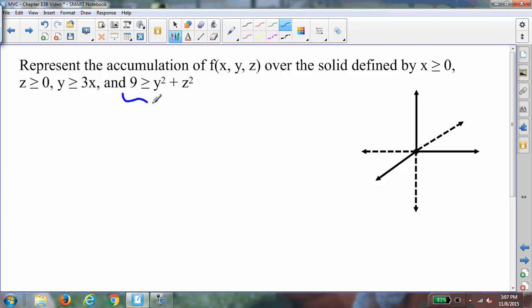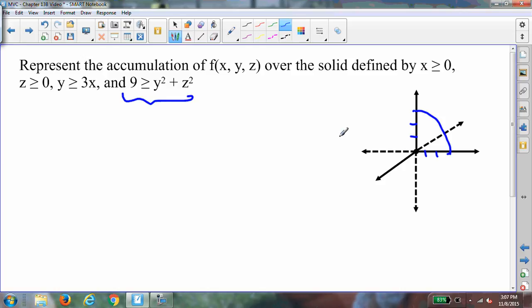So let's start with this one here. This would basically be a circle along the yz plane for any x value. So what that generates is a cylinder of radius 3. So I'm going to start by drawing that in. So I have a cylinder of radius 3 moving along the x-axis.